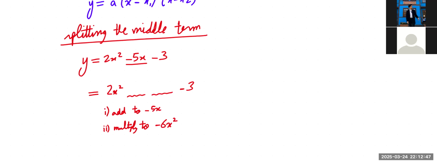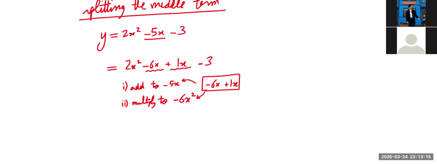-3 and 2 do not add up to -5. So which numbers do? Which numbers would add up to -5 and multiply to -6? There's -3 and -2. No, they wouldn't multiply to -6, would they? They would multiply to 6. Sorry, it's 1 and -6. There you go. So we should use -6x and 1x because they multiply to -6x squared and they add to -5x. So we put the -6x here and the plus 1x here.